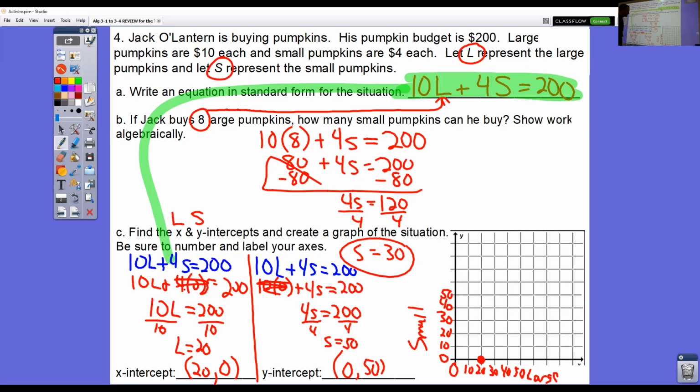So my y-intercept is 0, comma 50. Over 0, up to 50. So it's that point right there. Connect them, and our graph looks like that. I would also title my graph. All right, maybe this is pumpkins.